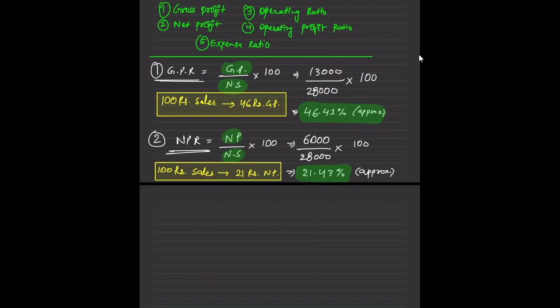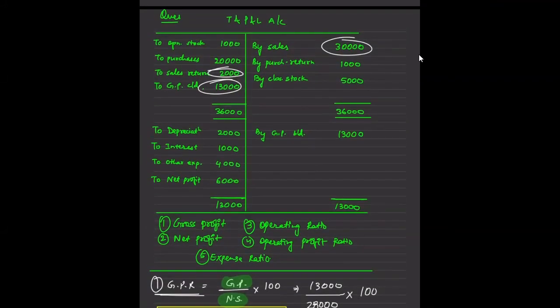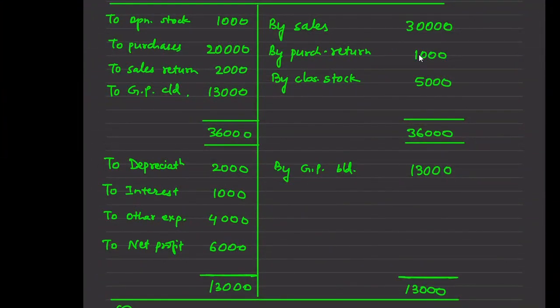The third ratio is the operating ratio. So when we say operating ratio, this means operating cost ratio. This would be cost of goods sold plus operating expenses divided by net sales multiplied by 100. So in terms of operating cost, let us see what things we need to include and what things we need to exclude. Okay, so just focus right now on the operating expenses.